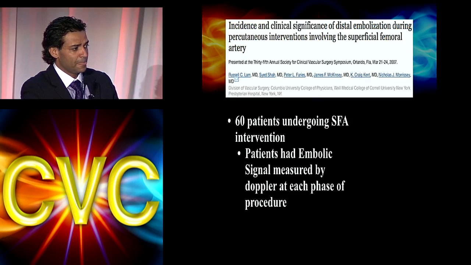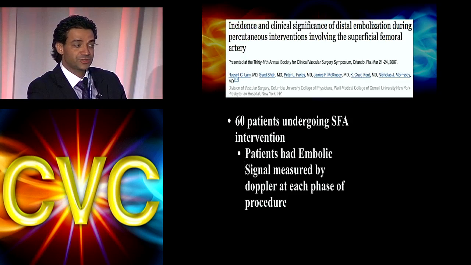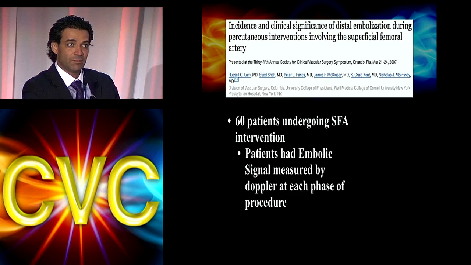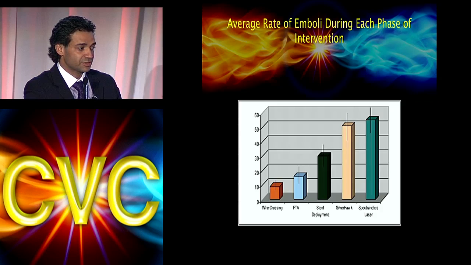In this study, they did a very interesting thing. They looked at embolic signal at the pedal arteries, the same thing that they use to look at embolic debris that can take place with carotid stenting. Instead of looking at it in the brain, they looked at it in the foot. They measured these signals at each stage of intervention, and they found that at every single stage there was increased embolic signal, from wire crossing to angioplasty to stenting to Silverhawk to laser.